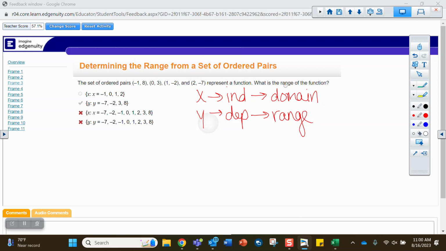So in this video, it's asking you for the range of the function. When I look at this function, I'm focusing on the y values only. Those are the range of the function. That's this option here, where it only lists the y's. You'll notice they're also listed in numerical order, -7, -2, 3, and 8. So the range are the y portions of the ordered pairs.